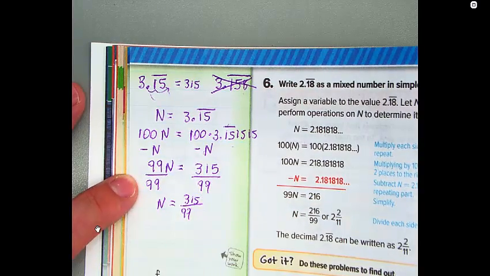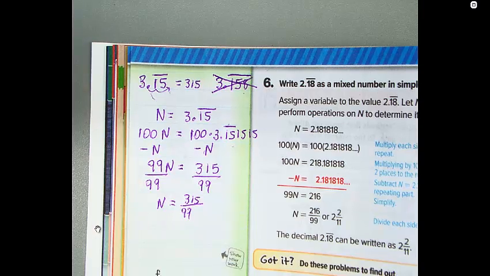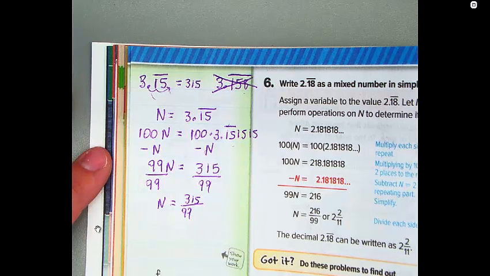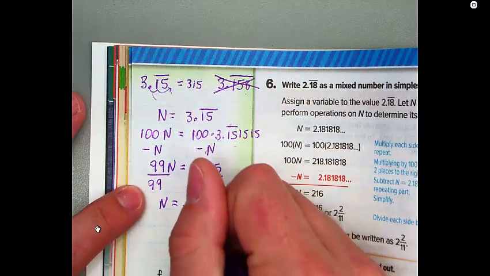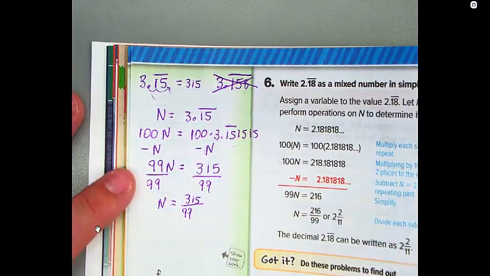Now we have an improper fraction there. If you can simplify it, that's great. I don't think that one does. We'll accept that answer. It's good.